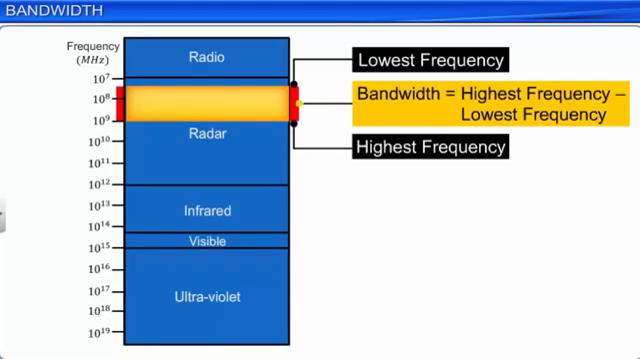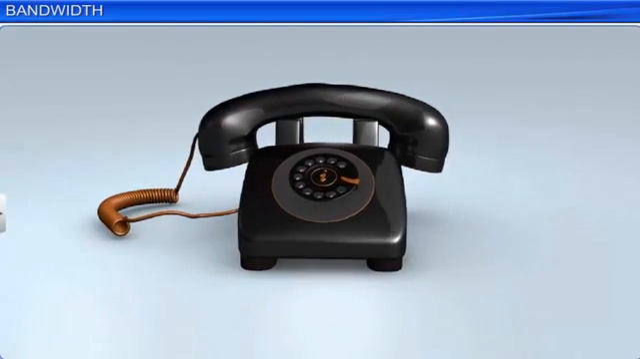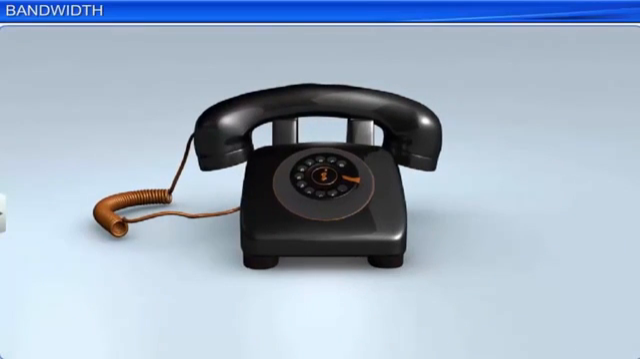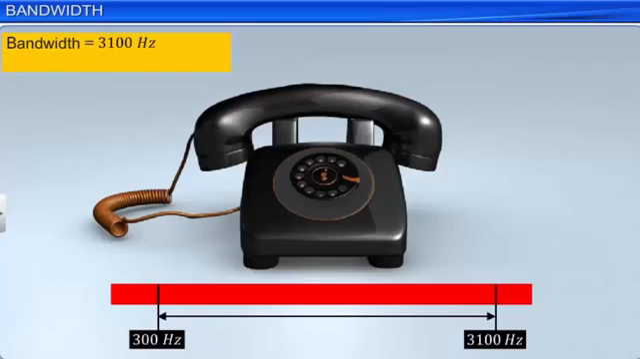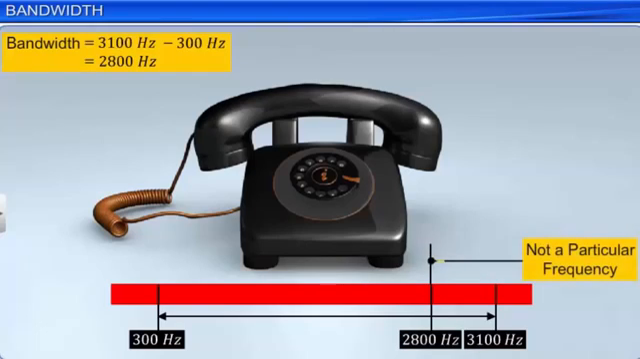For example, telephonic voice signals are transmitted using the frequency band from 300 Hz to 3100 Hz. Thus, the bandwidth used to transmit telephonic voice signals is 3100 Hz minus 300 Hz, or 2800 Hz. Note that 2800 Hz does not refer to the particular frequency used to transmit voice signals in telephonic communication systems. It rather refers to the range from the lowest to the highest frequency in the frequency band that is used to transmit the voice signals.